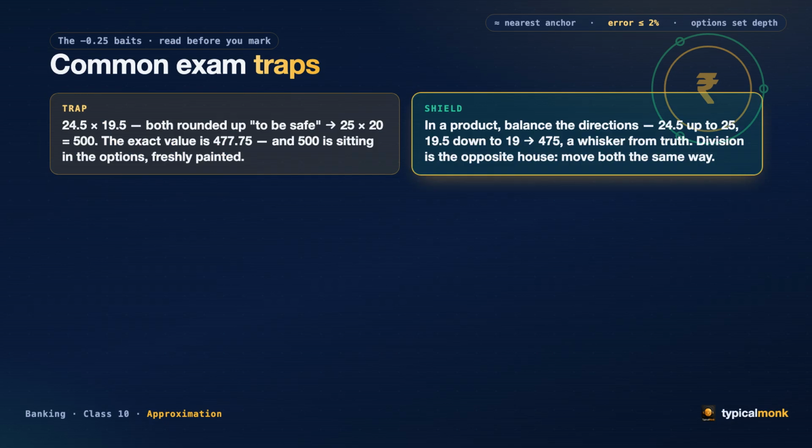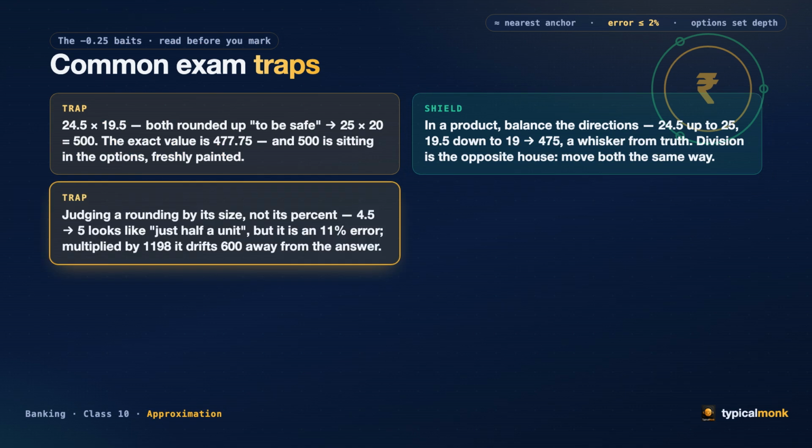The shield, in a product, balance the directions. If 24.5 went up to 25, bring 19.5 down to 19, 25 into 19.5, 487.5, a whisker from the truth. And remember, division is the opposite house. There you move both the same way.